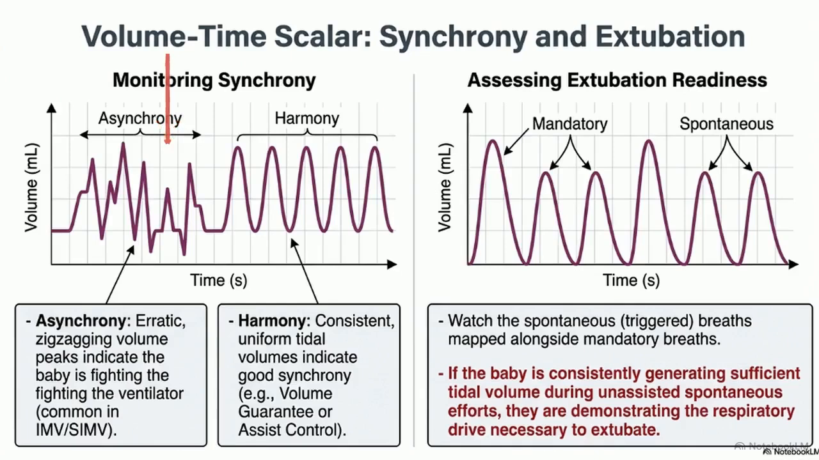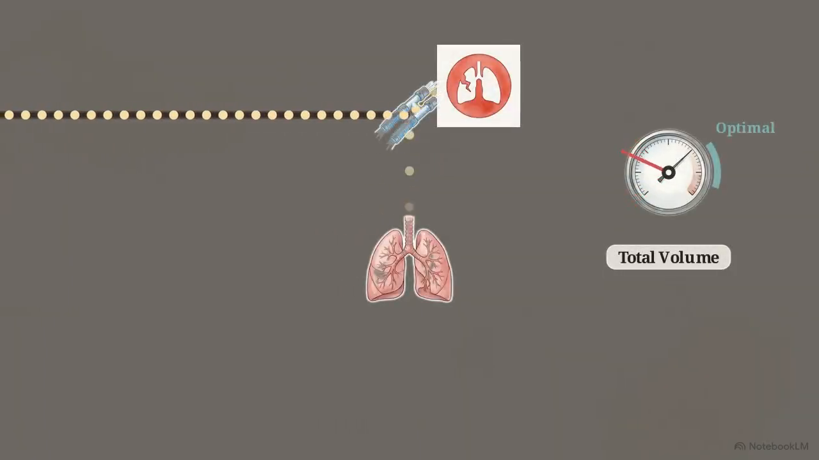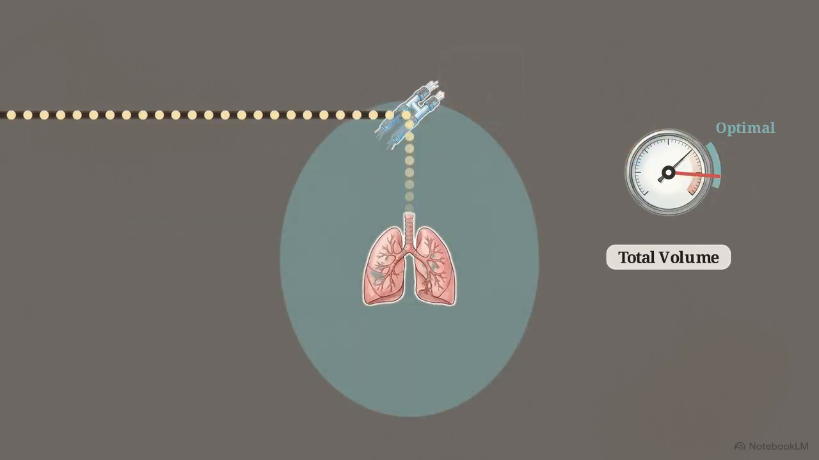On the right, mapping spontaneous tidal volumes against mandatory breaths proves extubation readiness. Generating sufficient volume during unassisted efforts confirms their respiratory drive. Monitoring volume is the only way to guarantee the ventilator is successfully treating the patient, rather than simply inflating a leaky circuit. To understand the structural limits of the lung, we look at pressure-volume loops.